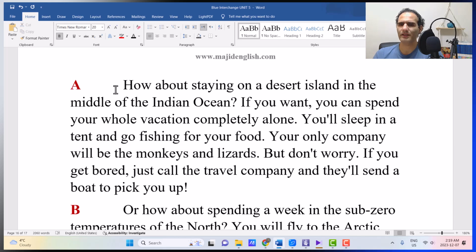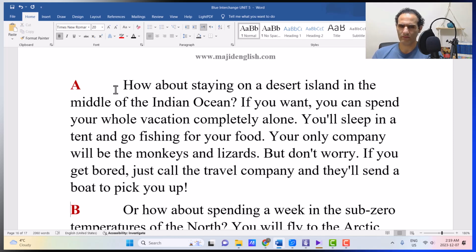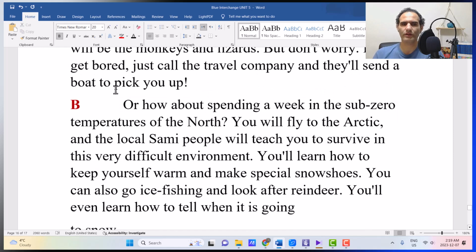So company here means someone who is with you, someone who is alongside you. For example, if you want to have a pleasant trip, you should have some good company along. Company means people coming with you. So company, monkeys and lizards. But don't worry, if you get bored, just call the travel company and they'll send a boat to pick you up. Pick you up, okay? I think it didn't have that much of a difficult word for us.